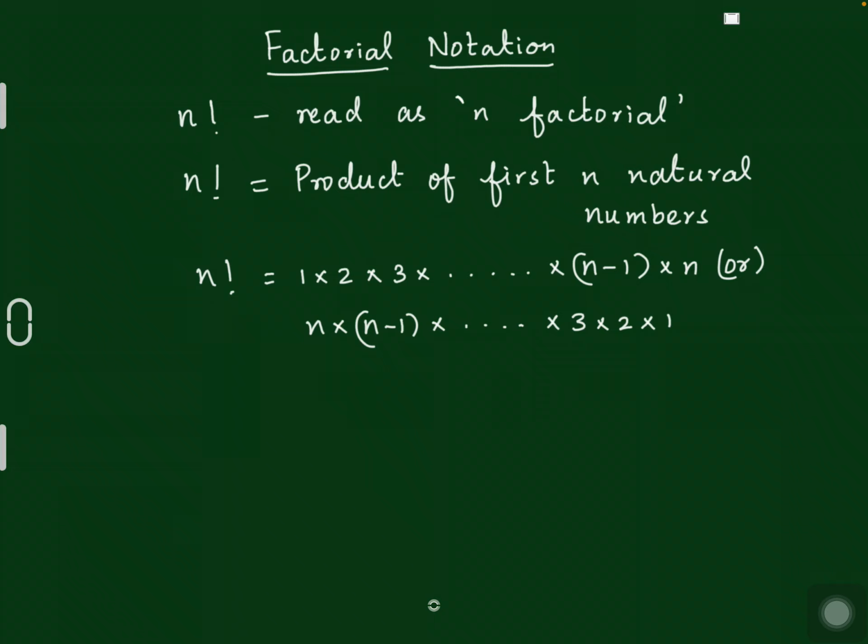So n factorial is nothing but the product of first n natural numbers, and therefore 1 factorial is nothing but 1, 2 factorial is nothing but 1 into 2, 3 factorial is nothing but 1 into 2 into 3, and so on. And 0 factorial is equal to 1.